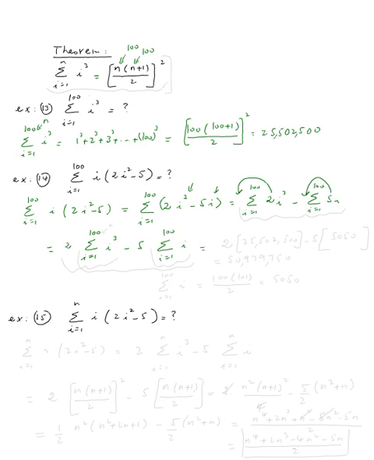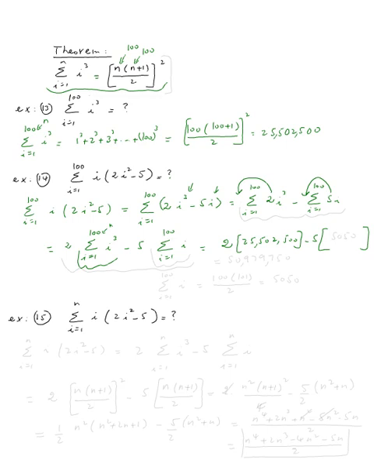Now I know how to do this. For sigma of i cubed, I'm going to use this formula right here. So plug in n, my n happens to be 100, so plug in 100 there. We already even did it. We did that one, and that's the one we got 25,502,500. That's the one we just did, example 13. 25,502,500 minus 5 times.